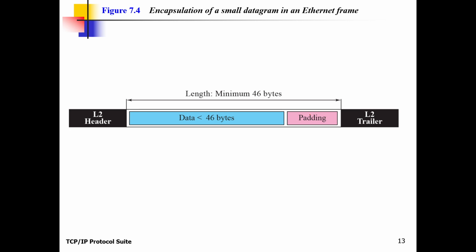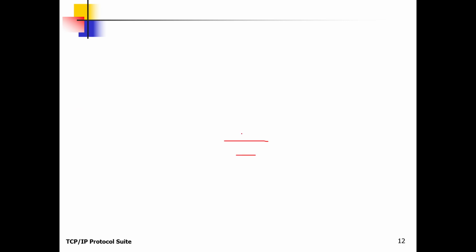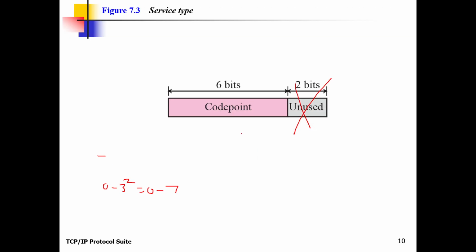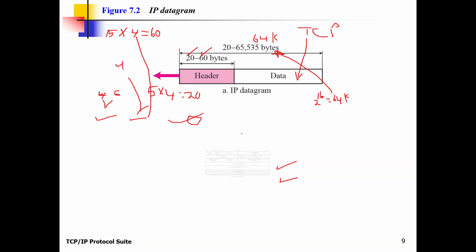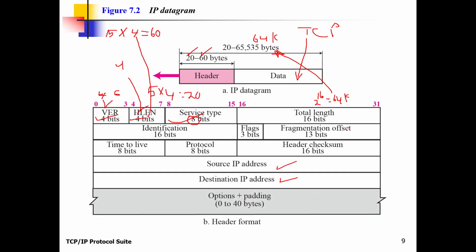So what else? What more data do we have to deal with? Let's go back in here. Now we know the total length of the data. Now let's take a look at the identification. What is identification in here? This field is used in fragmentation. It's used when we do fragmentation. We'll take a look at that.